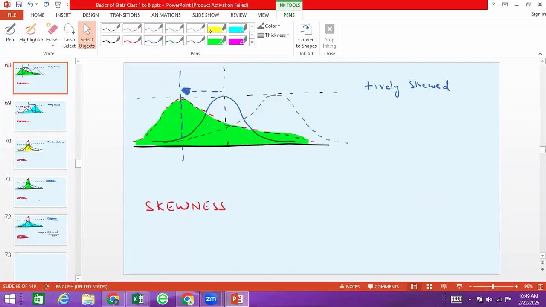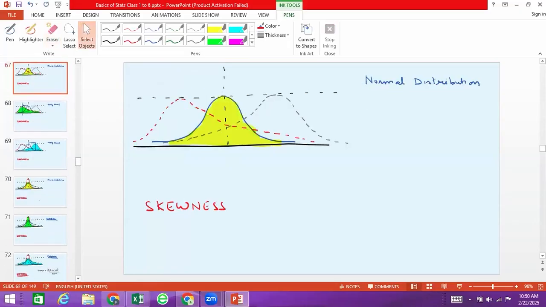Okay, this much area is fatter than what it should be. So that's something we call positive. What is the meaning of being fatter on this side? It means that there are more data points present on the positive side than there should be. That's why it is called positively skewed data.